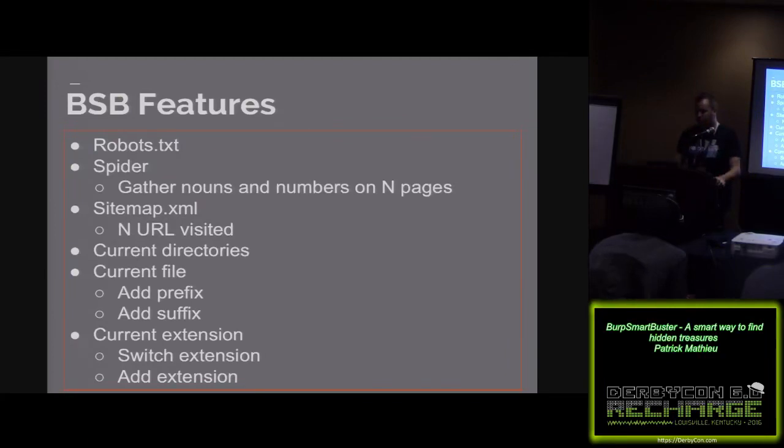Then I also check for the sitemap. The sitemap contains everything of the website, so you can check n number of URLs inside the sitemap. I use the current directories and the current file. I have a list of prefix and suffix. So if you got file.php, I will do prefix file.php, and the suffix, I'm brute forcing things that make sense, like I will show you.